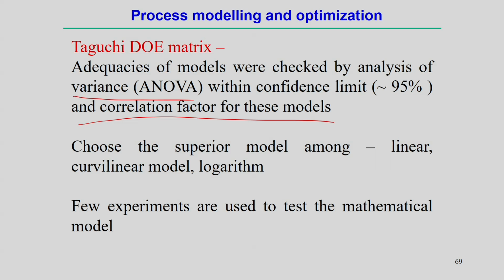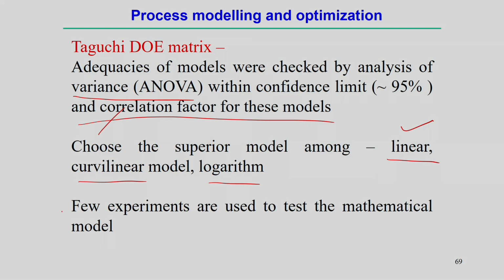Therefore, from this analysis we choose the superior model among the linear and curvilinear options. We can start with the relation between input and output using a linear function, a linear fit, or we can use some curvilinear model, or some logarithmic model. So, based on the ANOVA table results, we can choose which one is the best representation of the statistical curve between the input and output parameters.